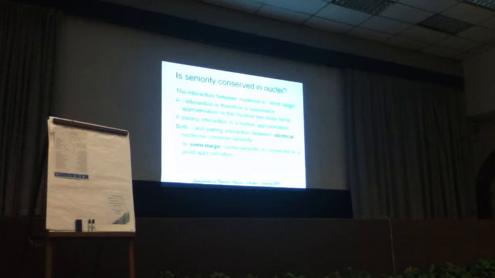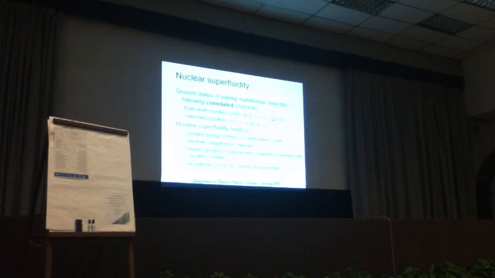And so, intuitively, it's very easy to argue that if you have a semi-magic nucleus, that means either active neutrons or active protons, seniority is a good approximation. And this is now an accepted conclusion of nuclear physicists. Okay, this is also just historical remarks. So you have lots of experimental indications of this.